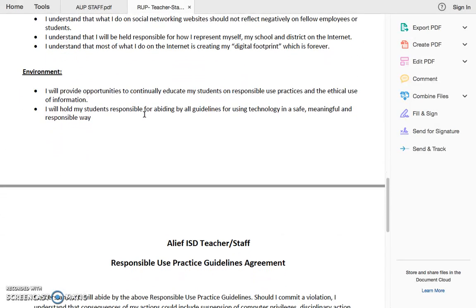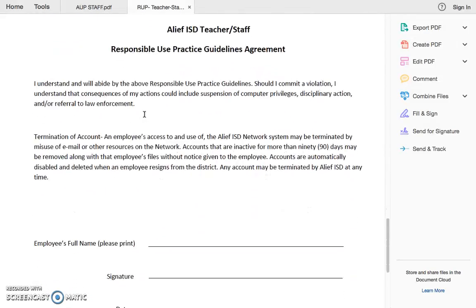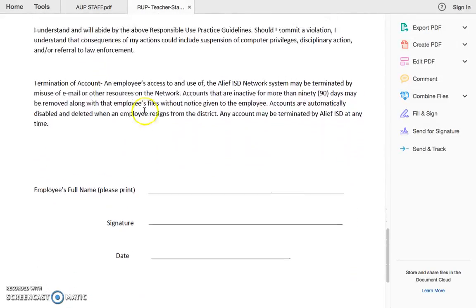And the next section is environment, providing opportunities to educate students on responsible use practices and holding students responsible for all guidelines and just reviewing it as needed. And finally, it's the signature page for the RUP.